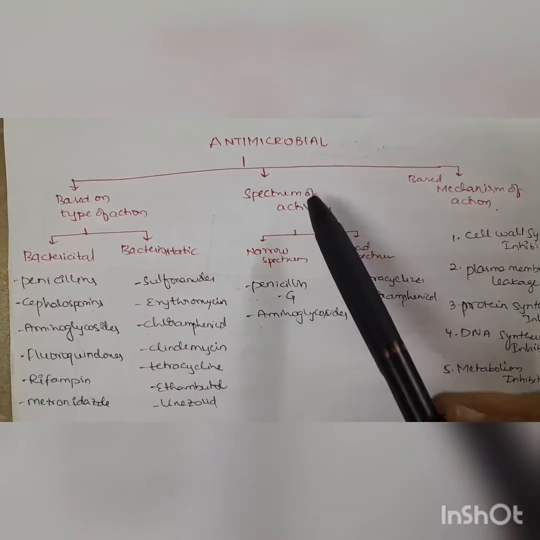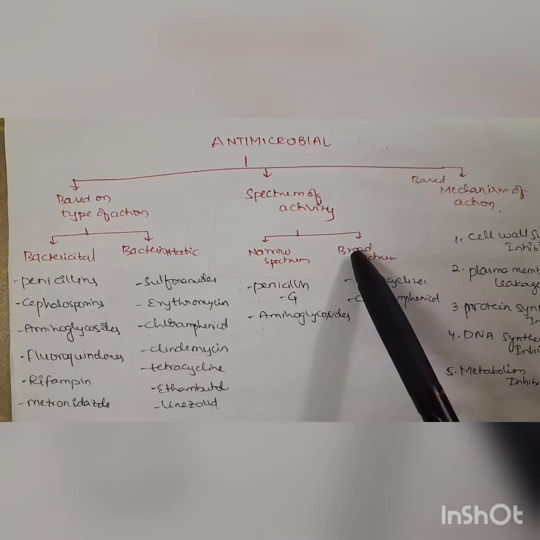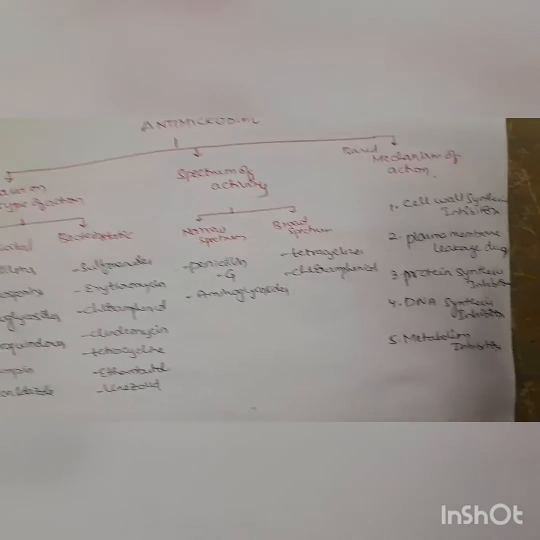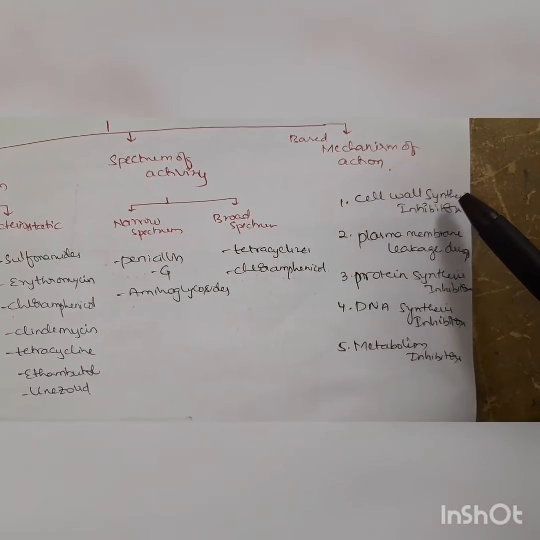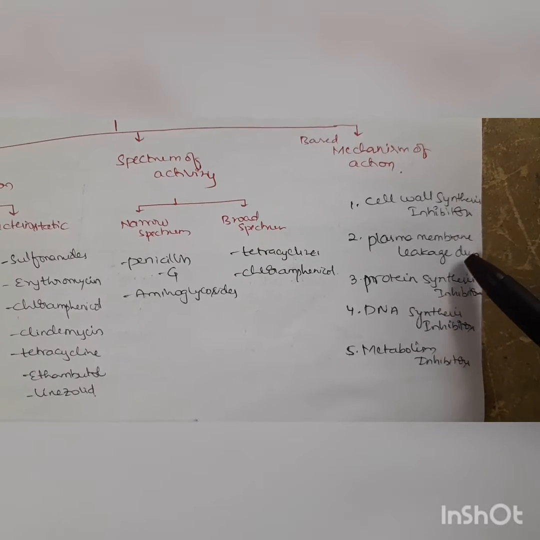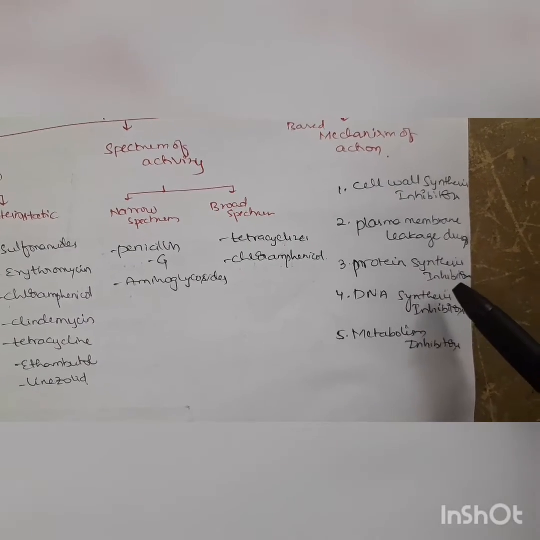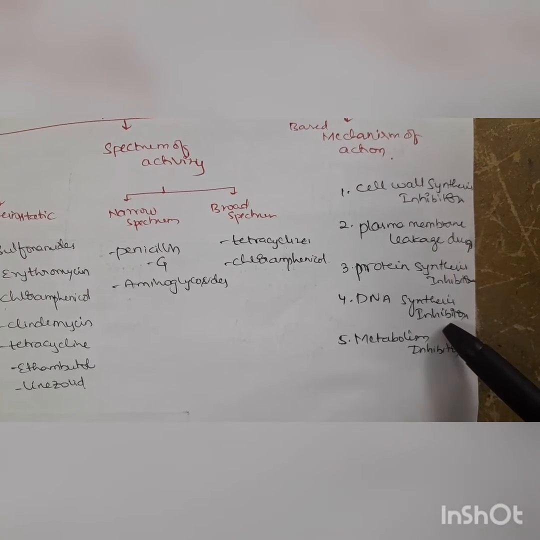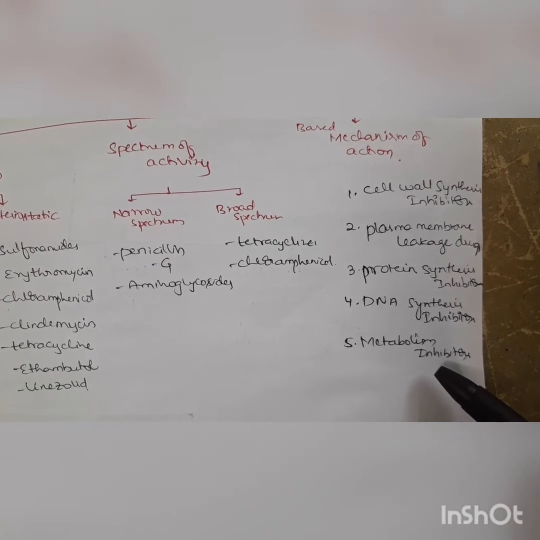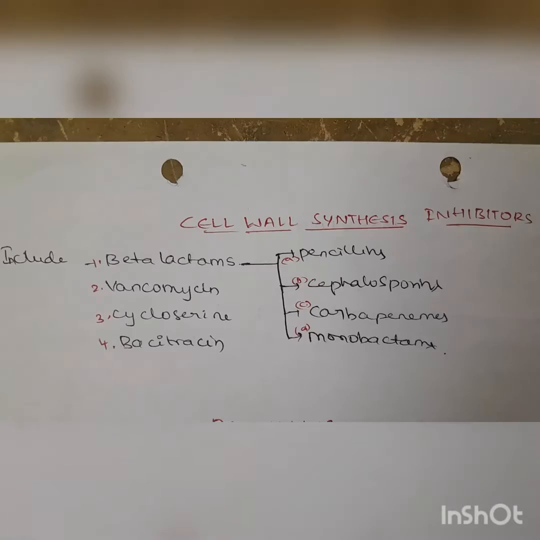Based on spectrum, they are classified as narrow spectrum and broad spectrum. Based on mechanism of action, they are classified as cell wall synthesis inhibitors, plasma membrane leakage drugs, which cause breakdown of plasma membrane, protein synthesis inhibitors, DNA synthesis inhibitors, and metabolism inhibitors, which are antimetabolites.